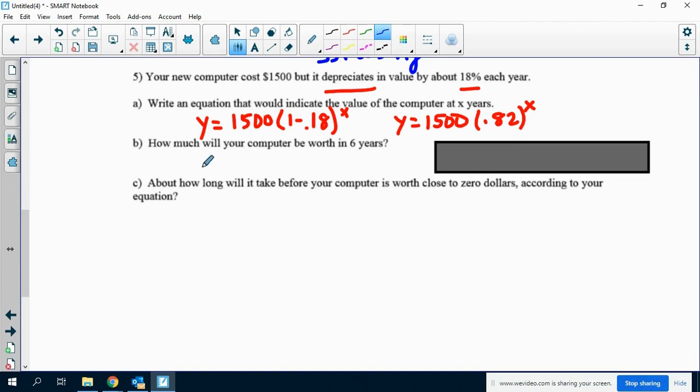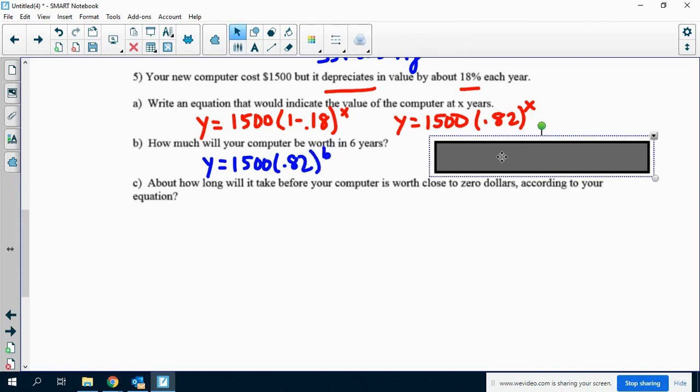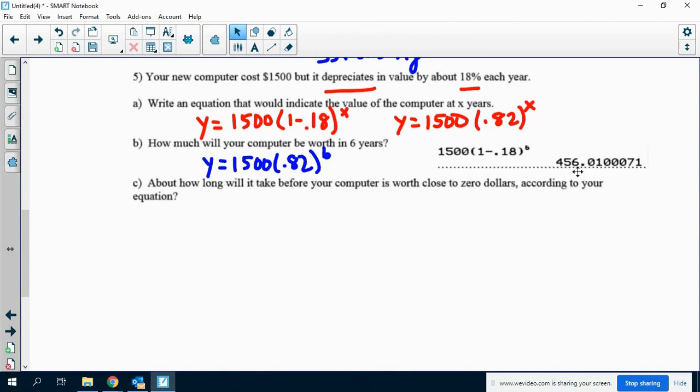How much will my computer be worth in 6 years? 1,500 times 0.82 to the 6. I can type that in the calculator and end up getting $456.01. So $456.01 will be about how much my computer is worth in 6 years. Notice that this is an about. It's not going to give you an exact amount, but it's approximately how much it's depreciating each year.